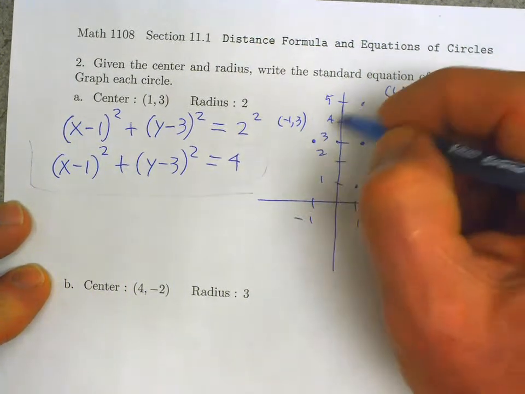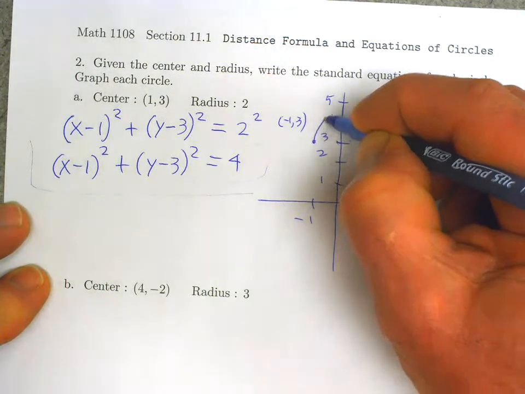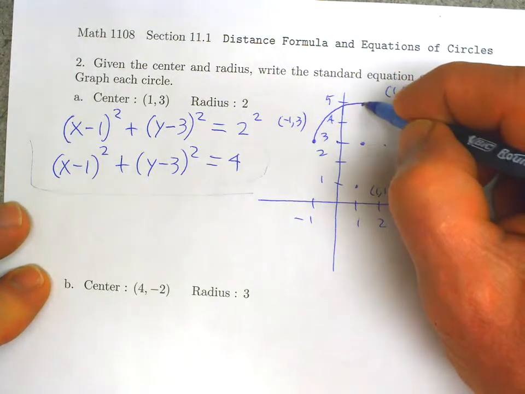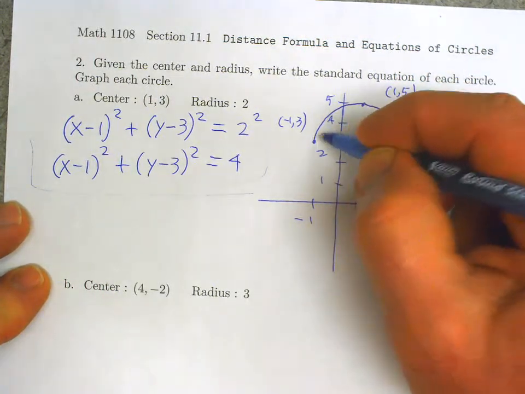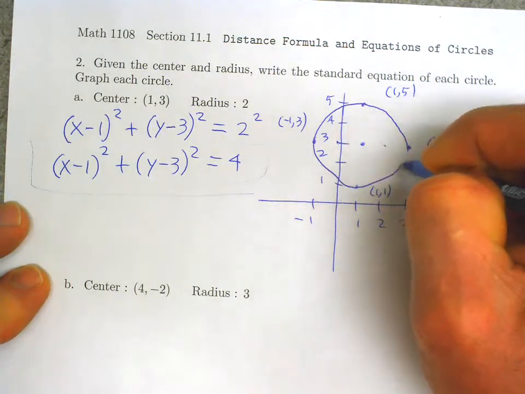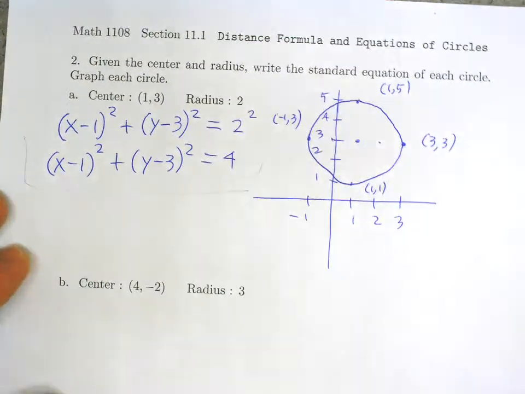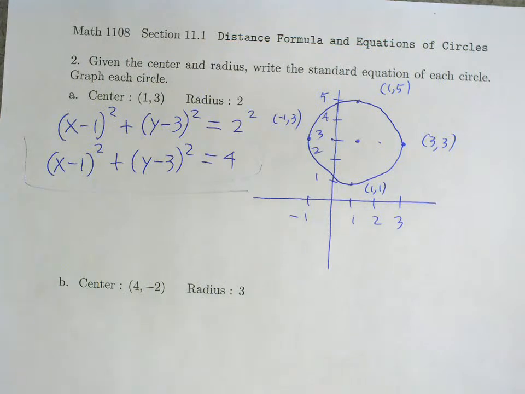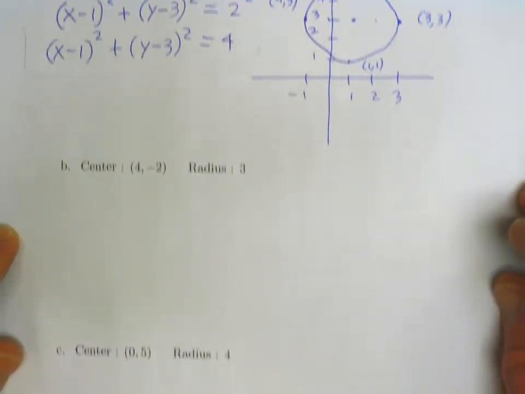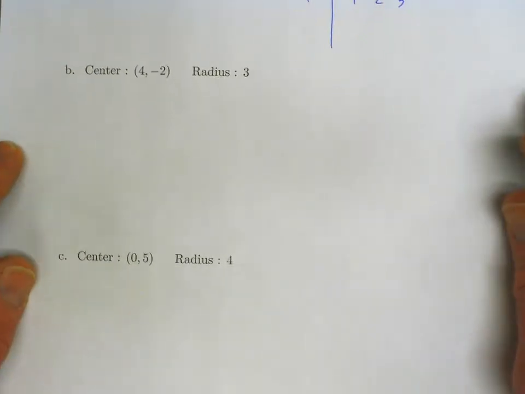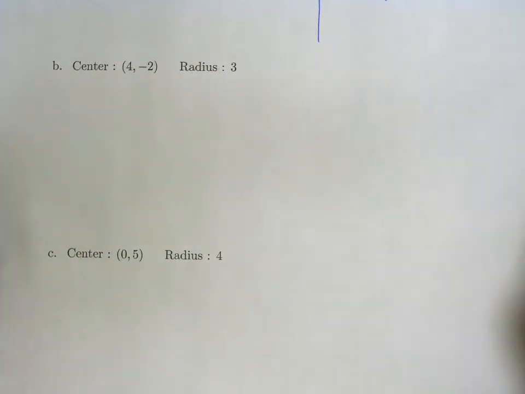And then draw the circle, roughly speaking. Okay, let's do the next one. The next one, we have a center of a circle at 4, negative 2, and the radius is 3.